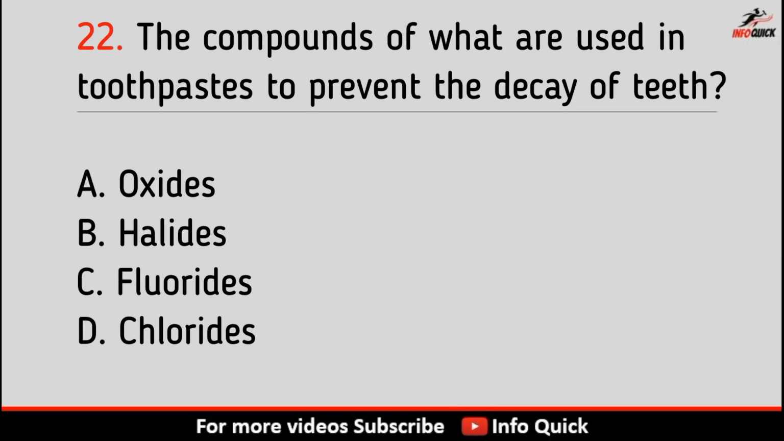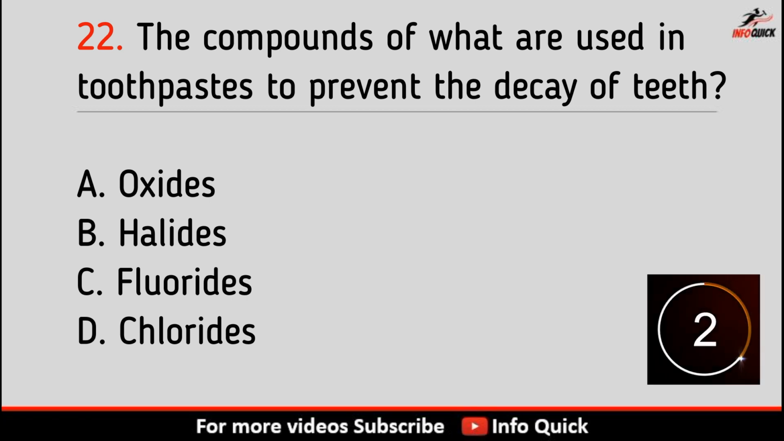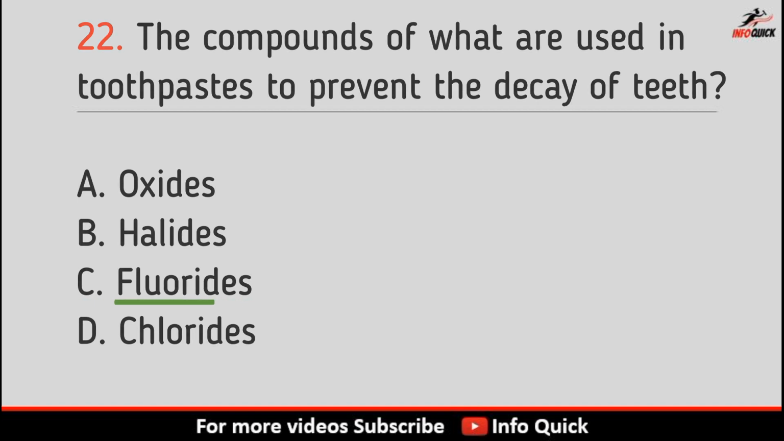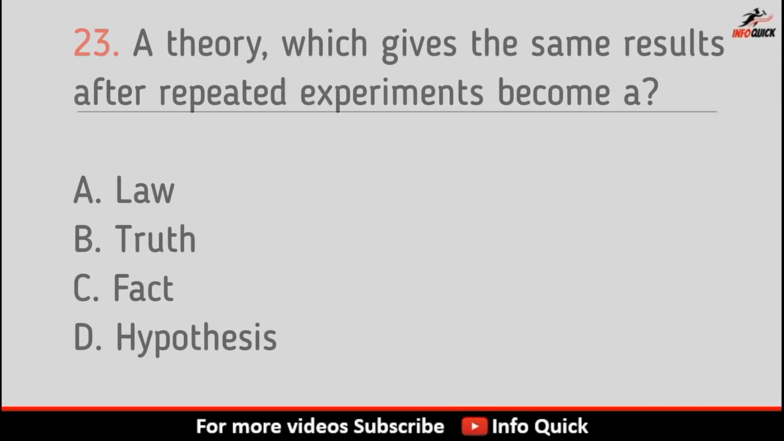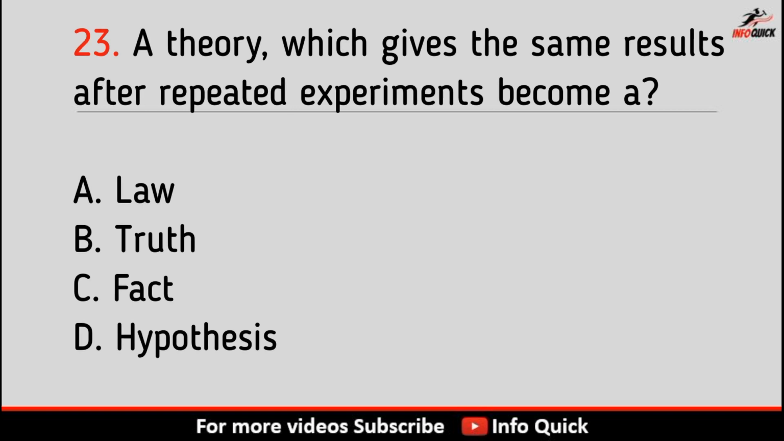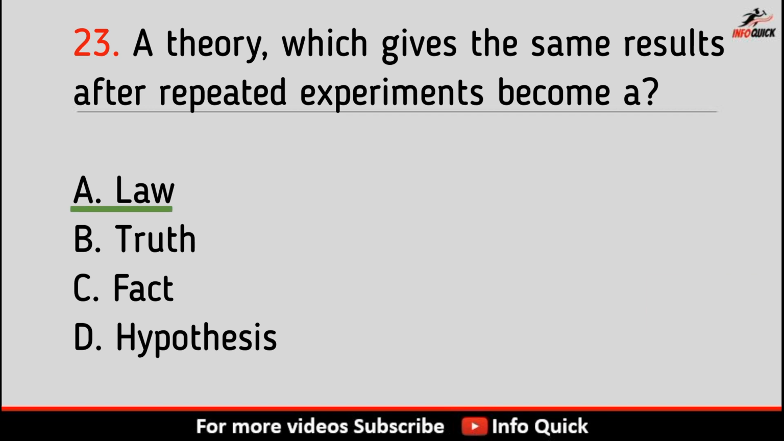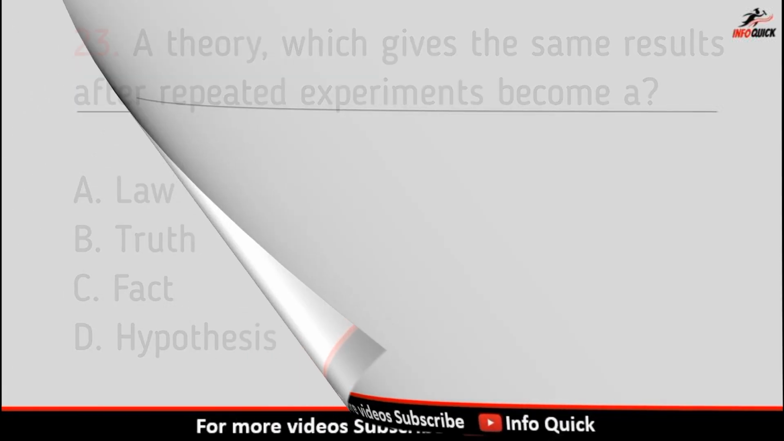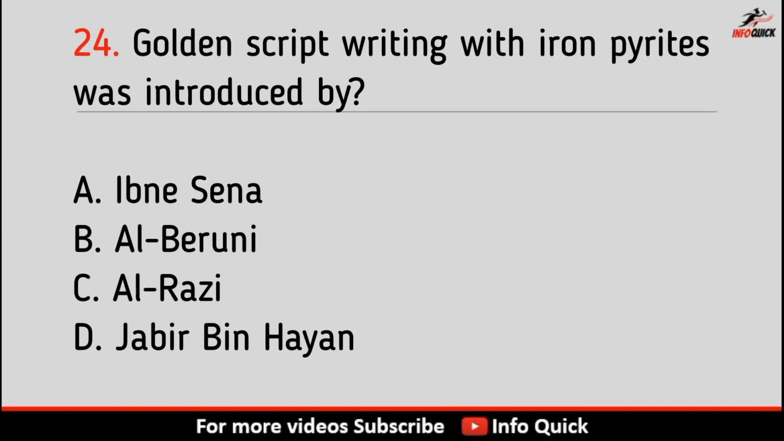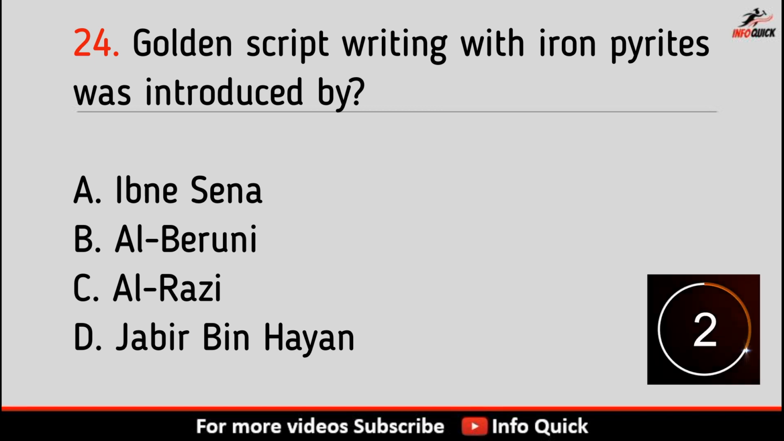The compounds of what are used in toothpaste to prevent the decay of teeth? Fluorides. A theory which gives the same results after repeated experiments becomes a law. Golden script written with pyrites was introduced by Jabir bin Hayyan.